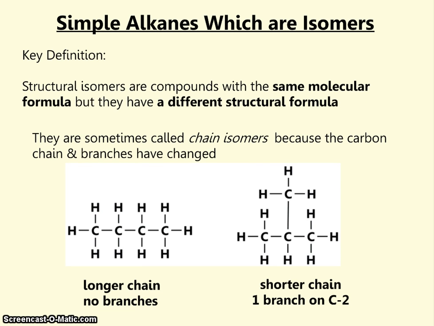Okay, so the first type of isomerism then is chain isomers. This is because the length of the carbon chain changes and the branching occurs. So here on the left hand side we've got butane. It's a longer carbon chain. There are no branches, no groups coming off the side. Here we've got a short carbon chain and we have got one branch coming off carbon number 2.